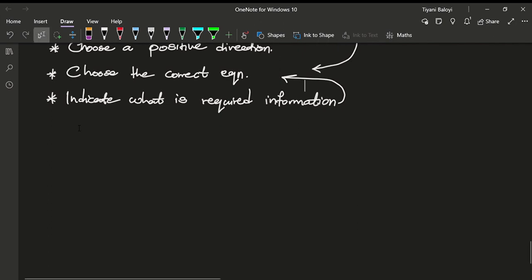And then at the end, when you're done, you have to make sure that your final answer has units and direction.